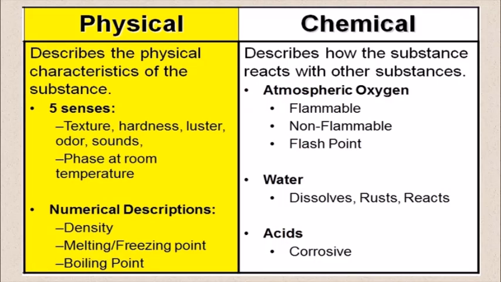Now, what can be the physical and chemical properties of carbon dioxide? If we talk about the physical properties, first of all, it is odorless. It is present around us, but we cannot smell carbon dioxide. Also, it is colorless. You cannot see carbon dioxide gas. So these are the two physical properties of carbon dioxide.